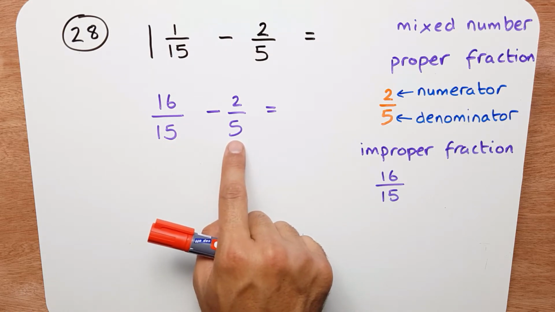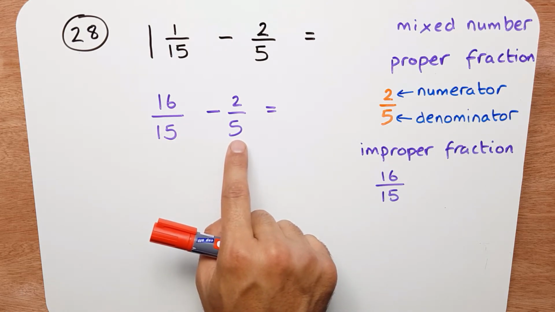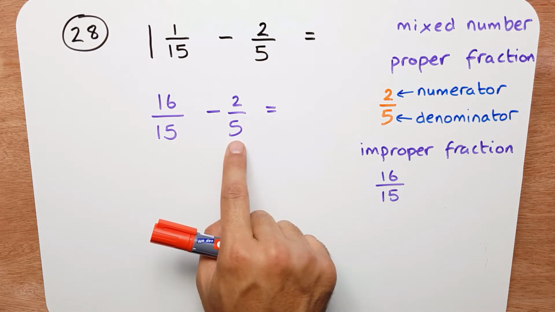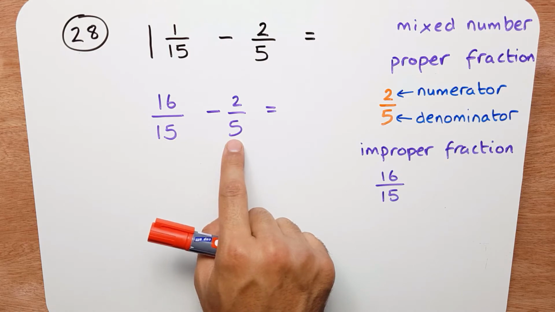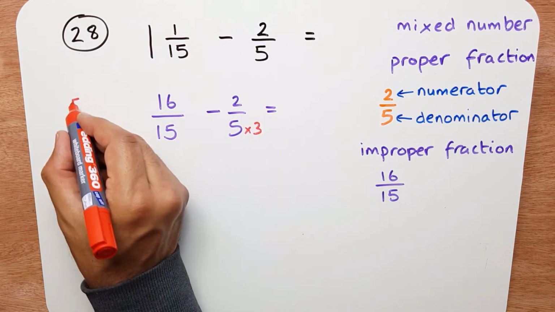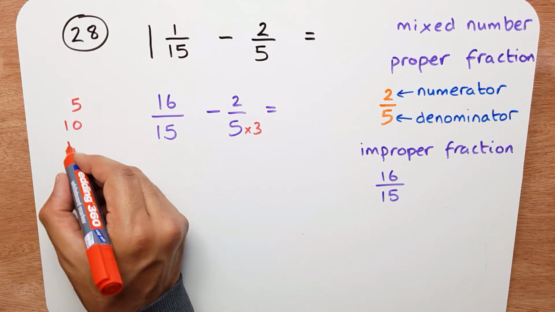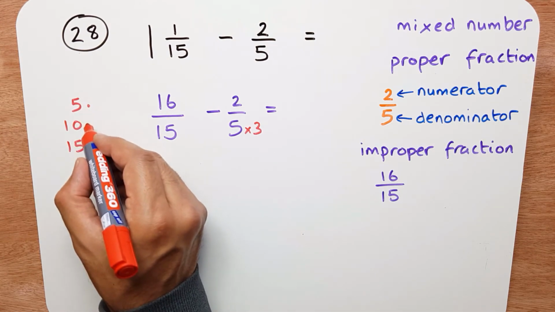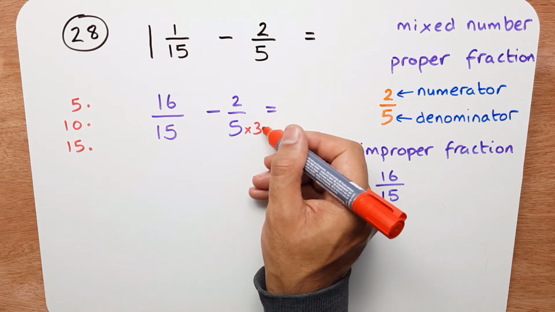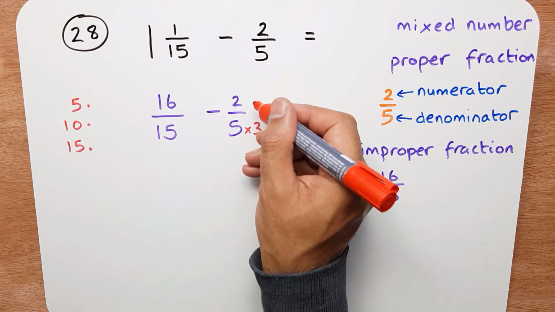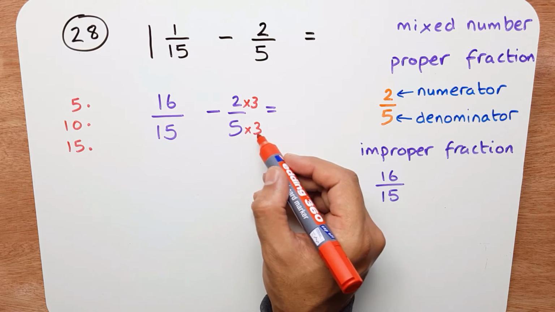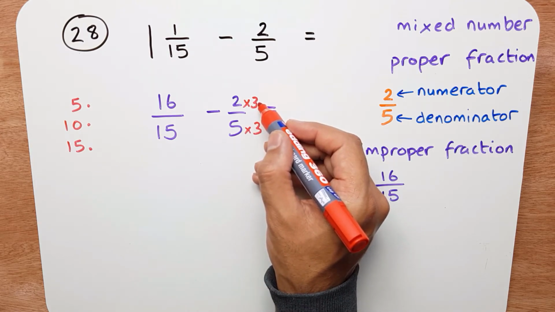Now I can see straight away, because I know my times tables, 5 and 15 are both in the 5 times table. So how can I turn this into 15? So I can multiply it by 3. 5, 10, 15. 1, 2, 3. So 5 times 3 is 15. Whatever I do to the bottom number, I have to do to the top number. So I have to multiply this by 3. So whatever I do to the denominator, I have to do to the numerator.